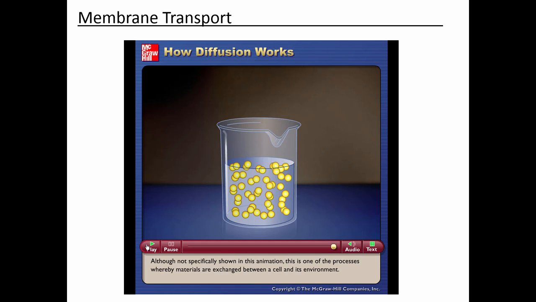Okay, so they define diffusion for you in the animation. This is how we're going to define it for this class. So diffusion is the net movement of a substance from where its concentration is high to where its concentration is low.